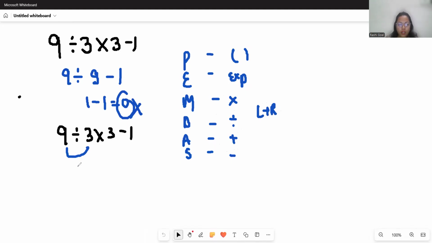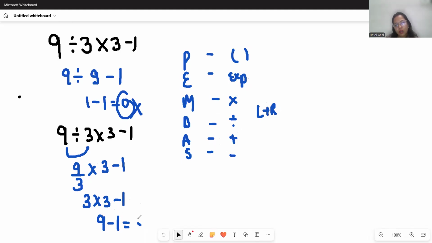So first solve this division left to right. 9 divided by 3 times 3 minus 1. So it's 3 times 3 minus 1. So now multiplication and subtraction, we have to give priority to multiplication. So it's 9 minus 1, 8.